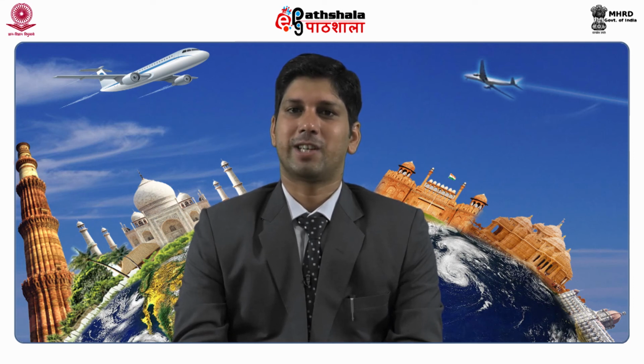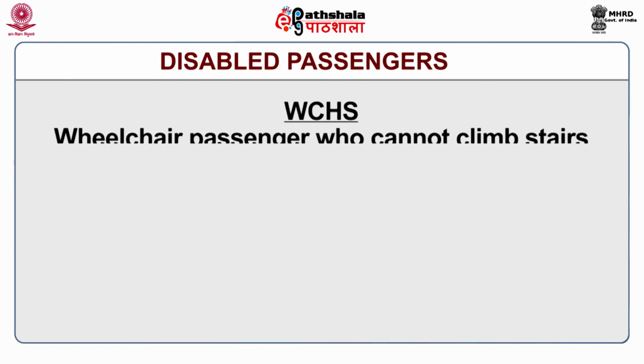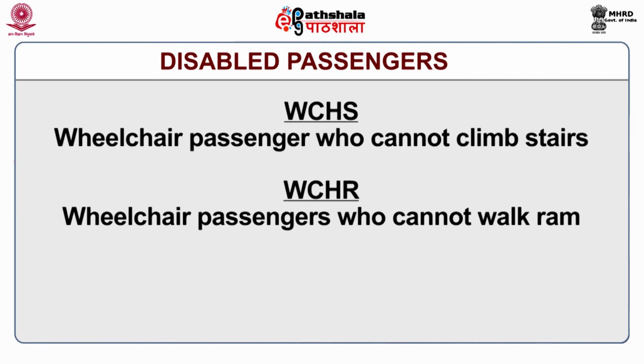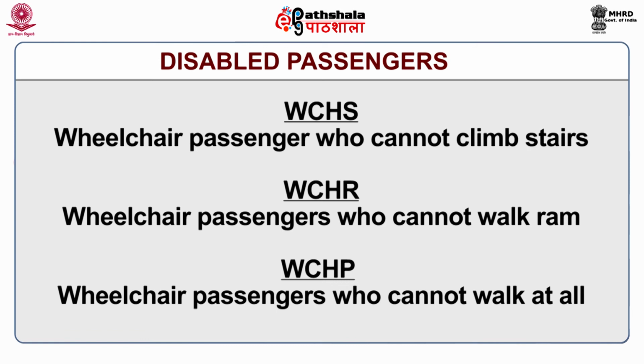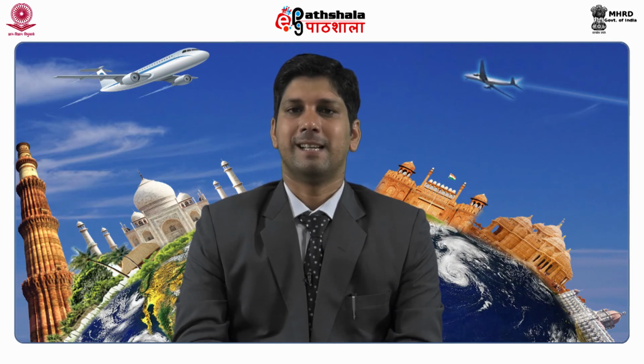In terms of wheelchair, there are 3 categories of invalid passengers, which are wheelchair passengers who cannot climb stairs, abbreviated as WCHS in capital letters. Wheelchair passengers who cannot walk or ramp, WCHR in capital letters. Wheelchair passengers who cannot walk at all, WCHP in capital letters. In such cases, the following rules are applied.